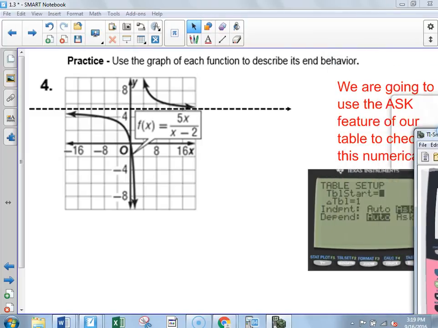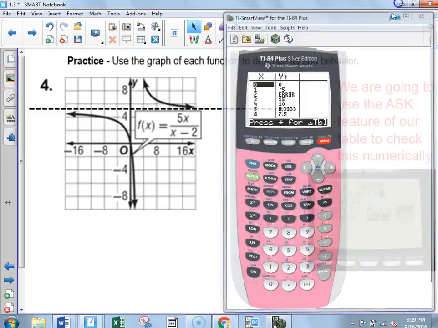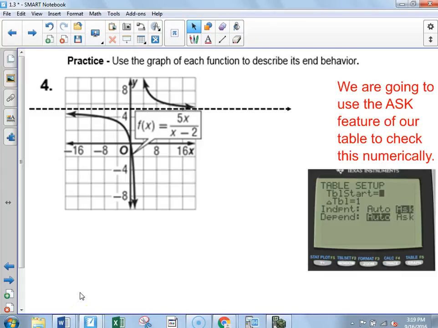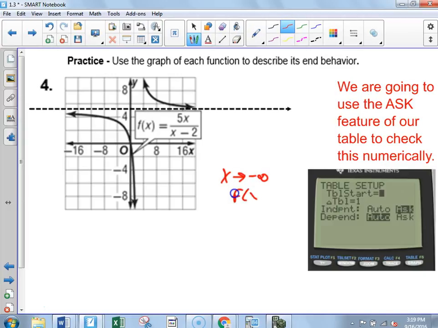Let me even move this. Ah, there we go. So, how do we write that this is approaching 5? As x approaches negative infinity, f of x approaches 5. As x approaches the far right of the graph, it is also approaching 5.